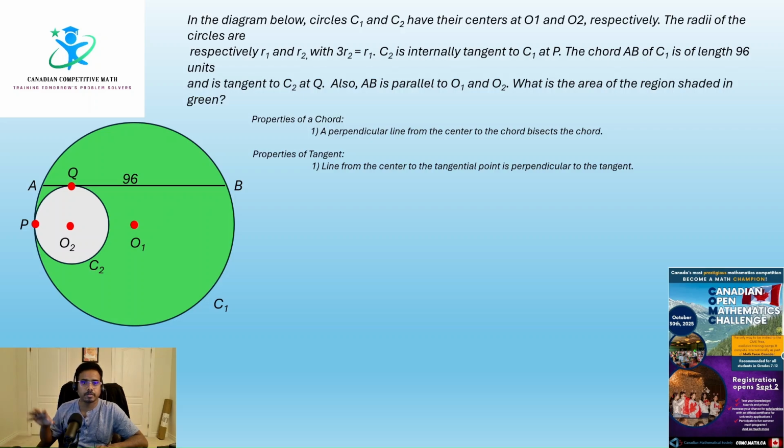So now that we have these principles, I will focus only on the area where we need to focus, and I will make a separate diagram for that. Okay, so I separated all the components into the diagram that we need here. So what do we have here? We have chord AB and O1, O2, the two centers.